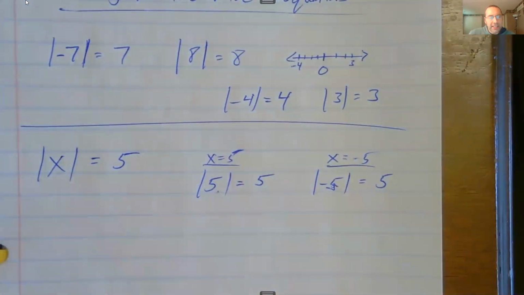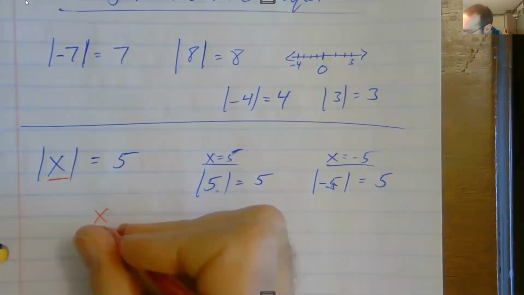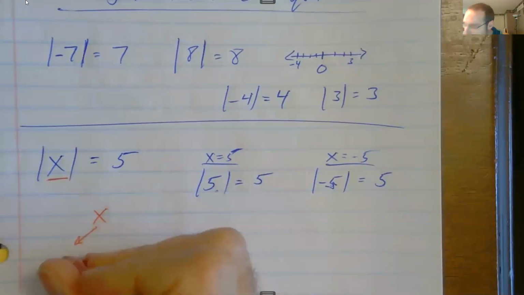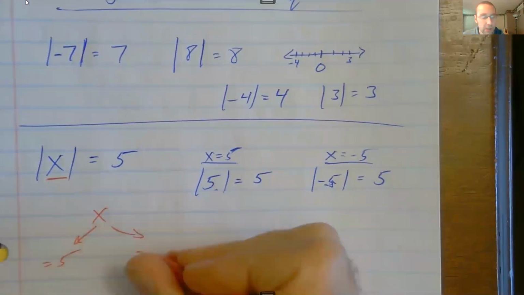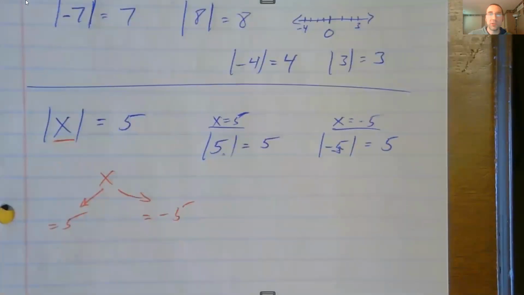So in solving this, typically what we want to do is think about the thing that was inside of the absolute value. That thing had two options. That x value was either going to be equal to 5, or it was going to be equal to -5. So those are the two options. The thing inside the absolute value is either 5 or -5. All right, so let's look at a couple of slightly bigger examples here.